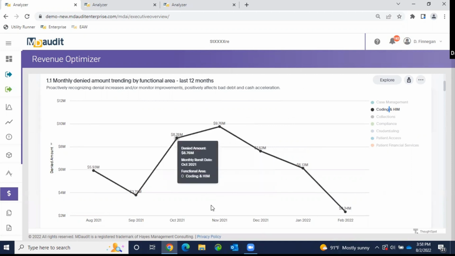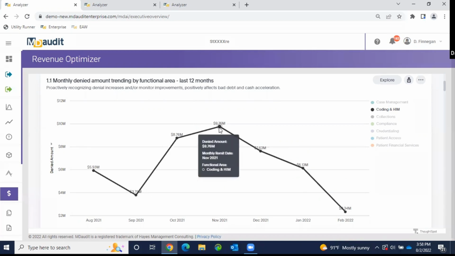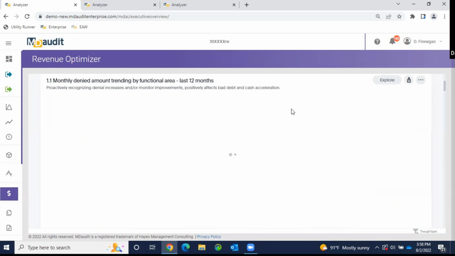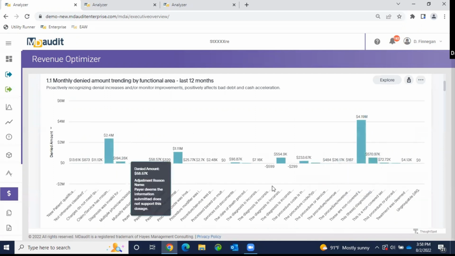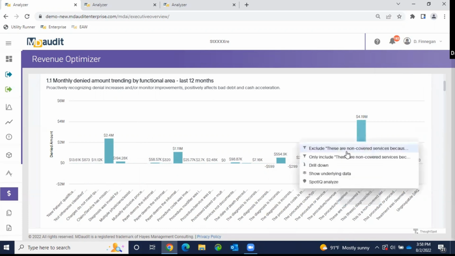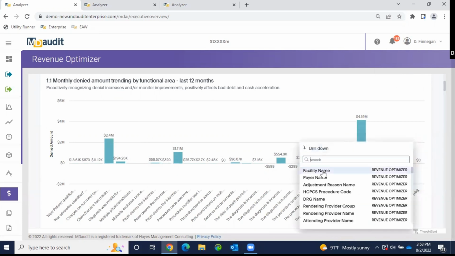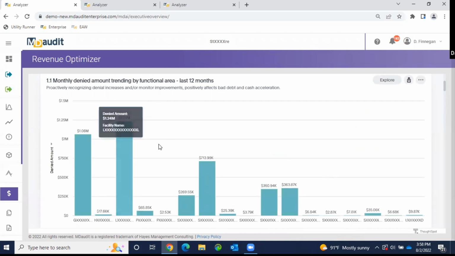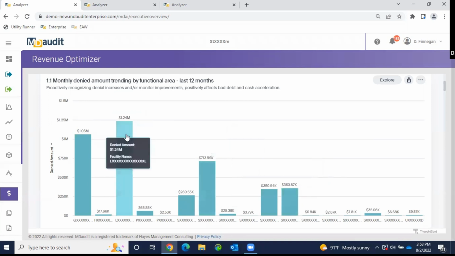So let's do that. I've got a coding-related issue, $10 million in November, but I need to know the reasons. So I'm going to click reason, and it's going to tell me that the majority of them are denying for medical necessity. So now I want to understand, is that happening at one of my facilities or all of them? I'm going to go down to facility name, and it's telling me many of my facilities are affected, but this is the one that is really being hit hard.